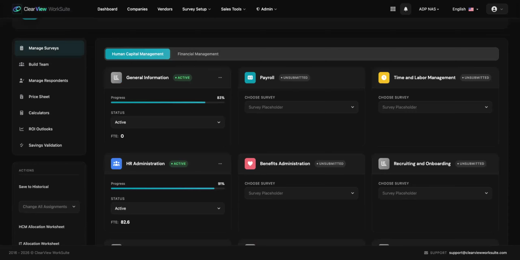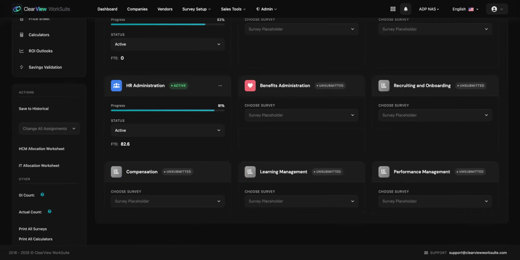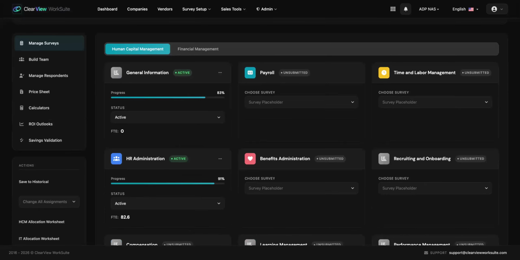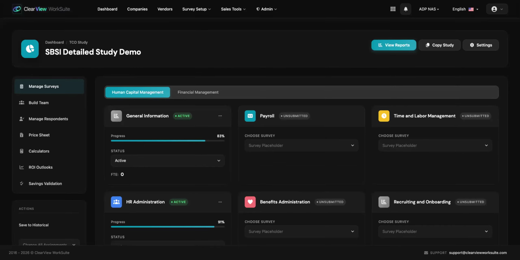So if you were going to do a complete study, you'd probably be in around the 25 to 30 grand range for us to come in and do the complete evaluation of your organization.